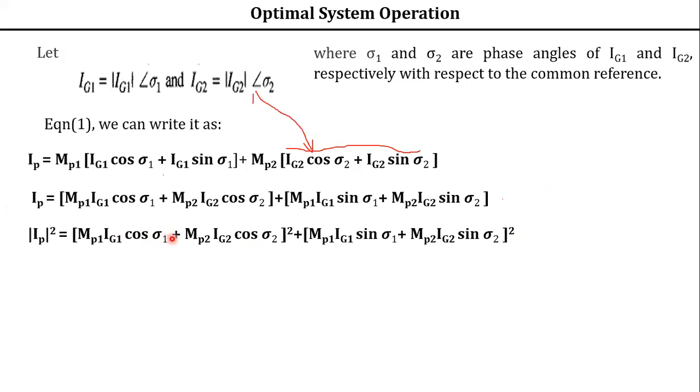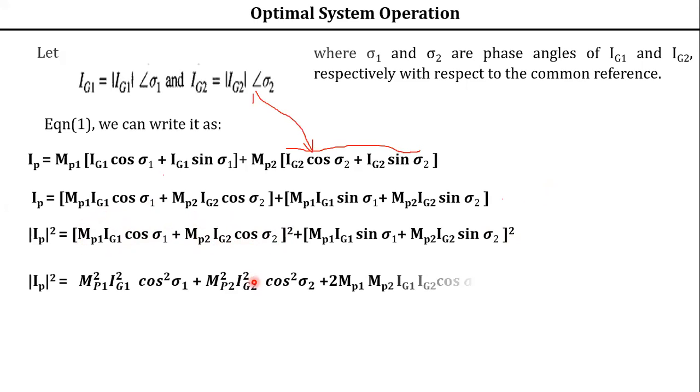This is like your a plus b whole square, isn't it? This is your a, this is your b. So a plus b whole square is a square plus b square plus 2ab. So let us expand it here. You see here, a square, that is mp1 square Ig1 square cos square sigma 1, plus b square, that is mp2 square Ig2 square cos square sigma 2, plus 2ab, 2 into this term into this term, that is mp1 Ig1 cos sigma 1, mp2 Ig2 cos sigma 2. I have written the terms in order: first the m's, next the I's, then the cos terms.